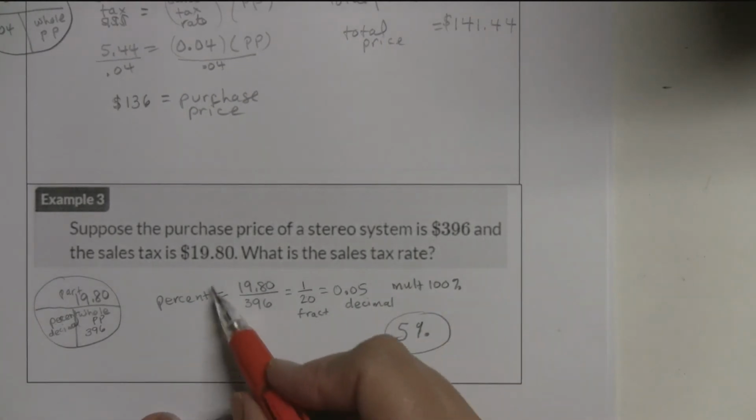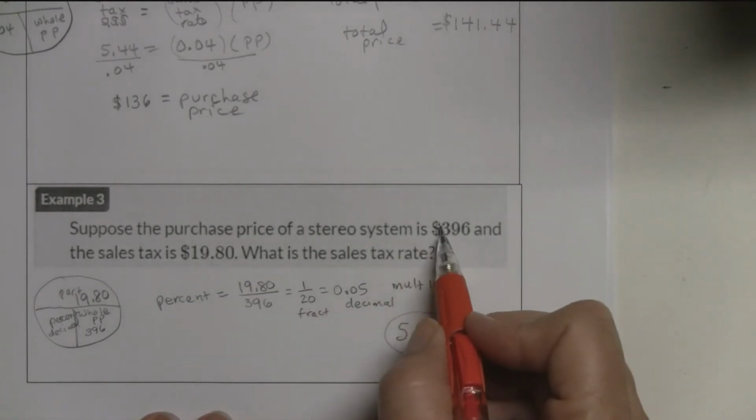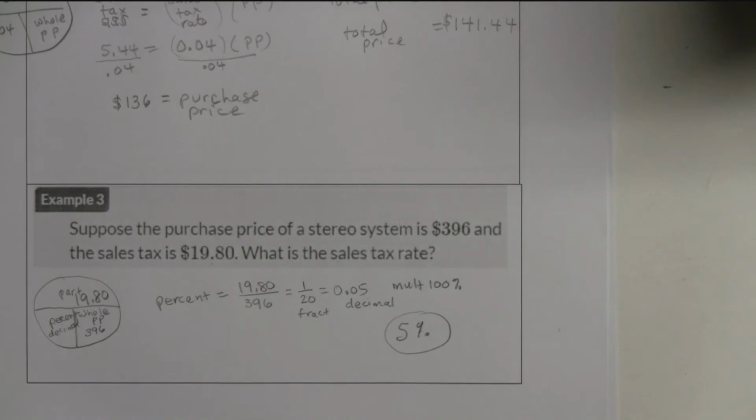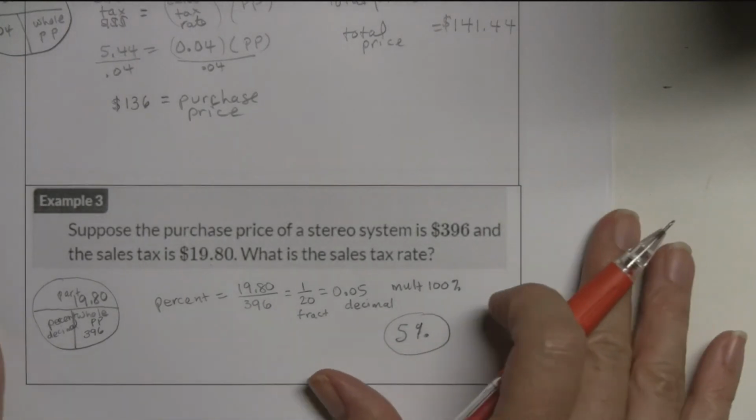is the sales tax rate, if you're paying $19 in sales tax on something that costs $396. So for every dollar you spend, you're giving the government 5 cents. In this case, that's what 5% means.